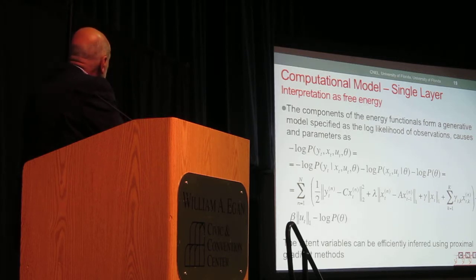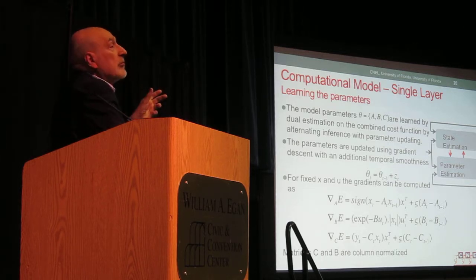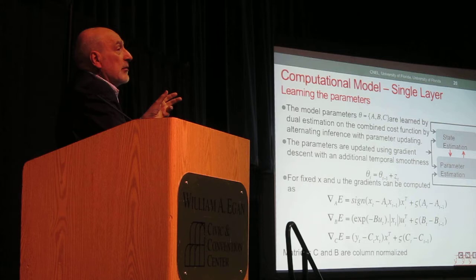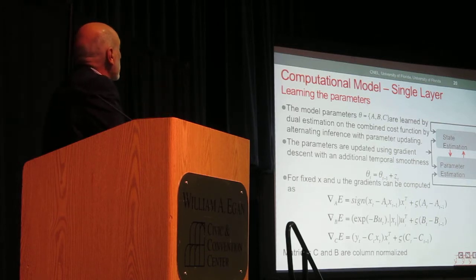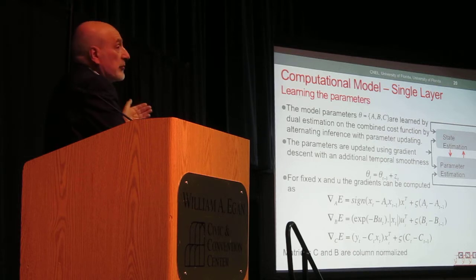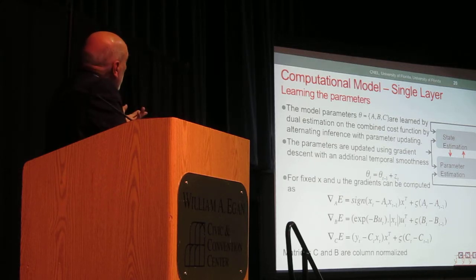All right. So, of course, I told you about how to infer the states and the causes. There are signals that change during the training. But I also have to tell you how I'm going to train the parameters of the model, the matrices that I showed you before. For that, we use what is called dual estimation in the control literature, but it's very similar to EM, expectation maximization.